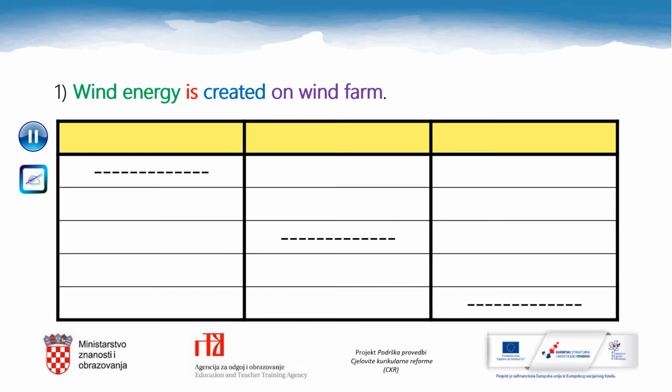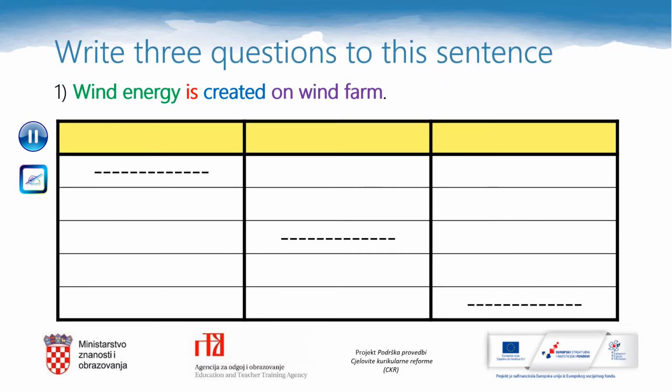There is a sentence: wind energy is created on wind farm. Your task now is to write 3 questions to this sentence. First, you should write a yes or no question. It means that the answer to your question should be yes or no. You can pause the video now, think about it, and write your question.